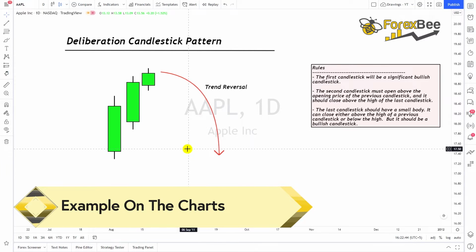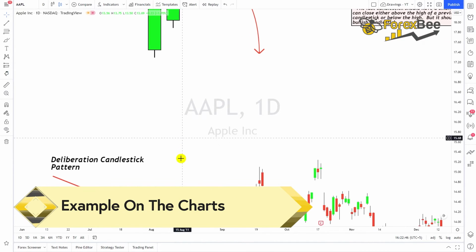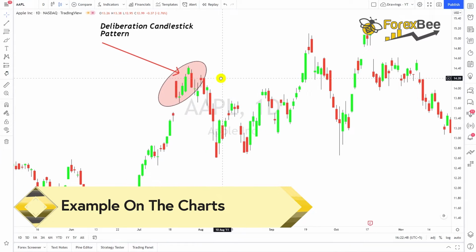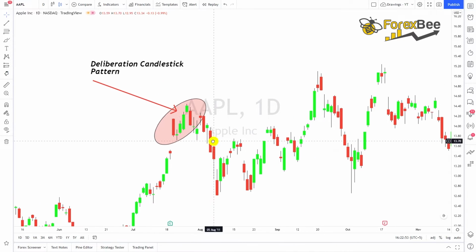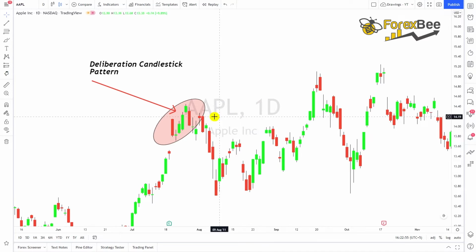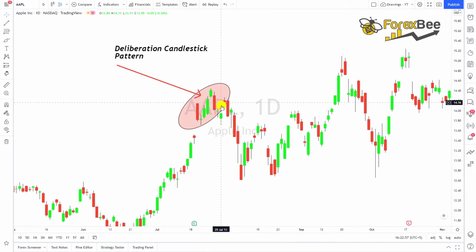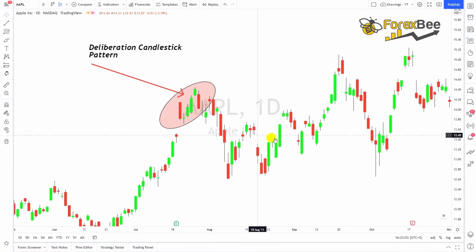Now let's go through an example on the chart so that you can understand it completely. So if I go here, we are in the stocks, here we are in the Apple charts at 1-day time frame, and as you know, Apple is a stock, and as I said earlier, this candlestick pattern is mostly formed in stocks.